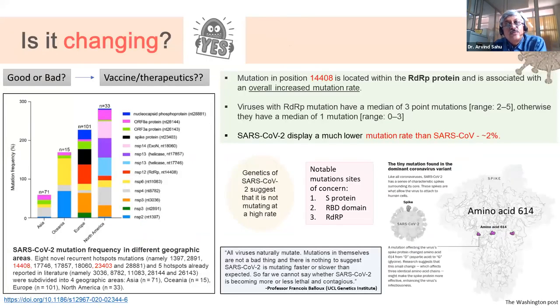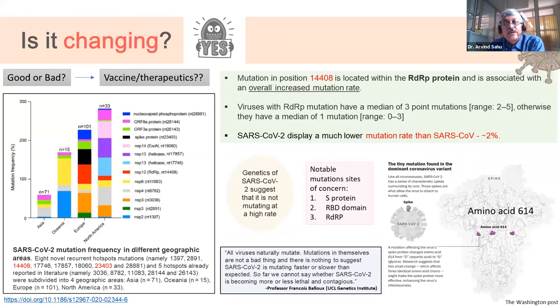So is the virus changing? That's something one would like to know. This is an RNA virus, right? And RNA viruses are known to mutate 1,000,000 times higher than the host. So they mutate a lot. So what about the coronavirus? Is it mutating? It is mutating.